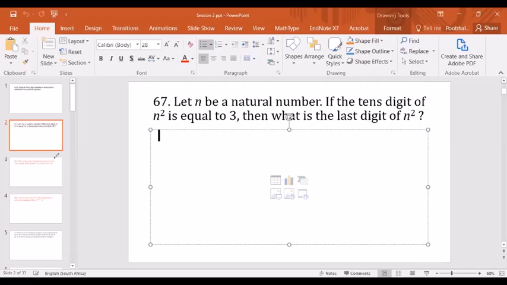Let n be a natural number. If the tens digit of n squared is equal to 3, then what is the last digit of n squared? First, we have to understand the problem. One of the most important things in problem solving is to understand what the problem is saying. We say n is a natural number. That means n is a counting number, like 1, 2, 3, and so on.